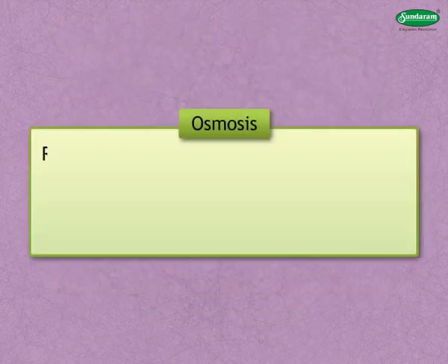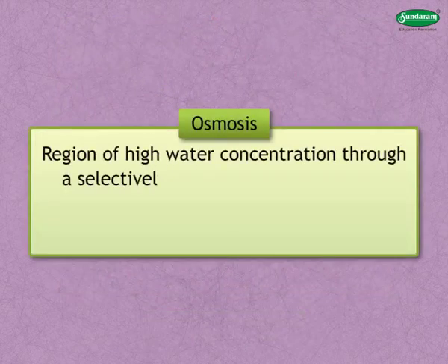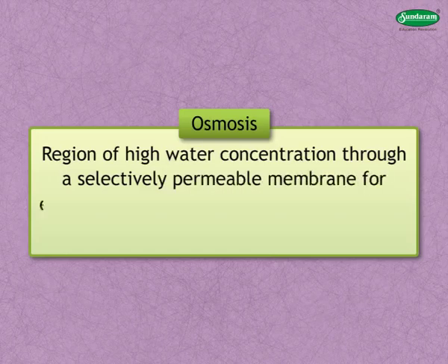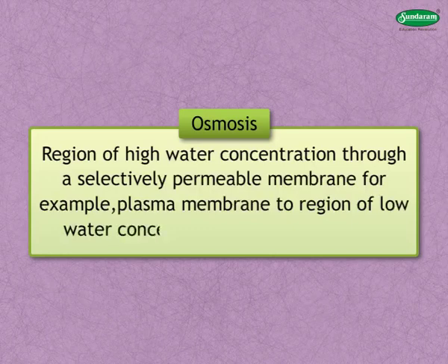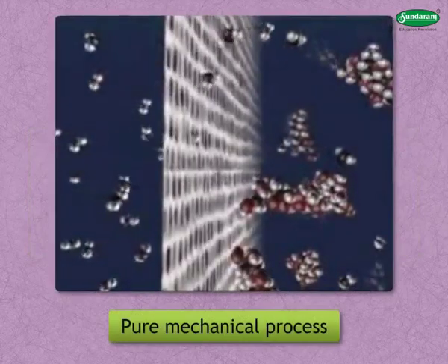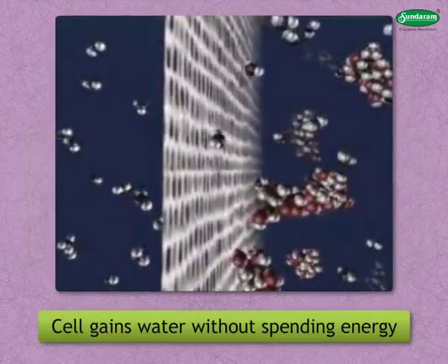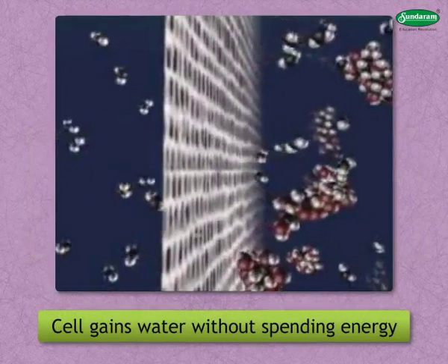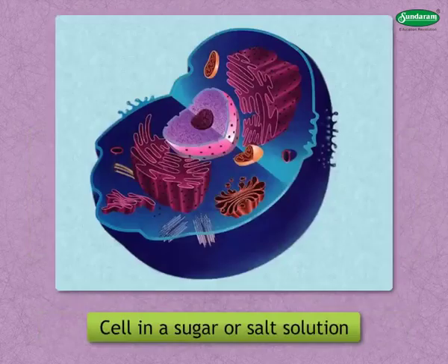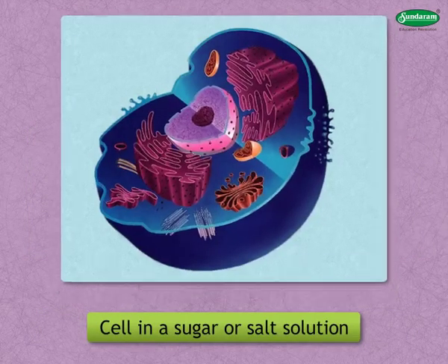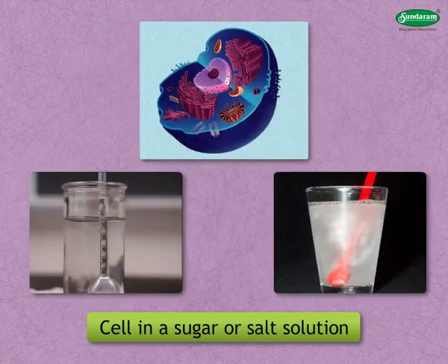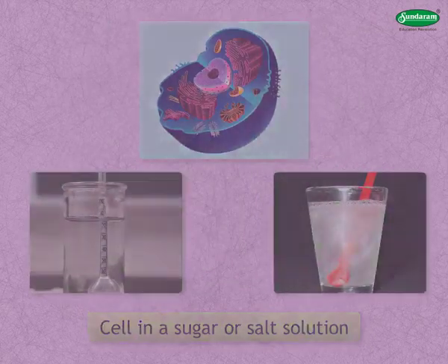This passage of water from a region of high water concentration through a selectively permeable membrane, for example, plasma membrane, to a region of low water concentration is called osmosis. This is a purely mechanical process by which the cell gains water without spending energy. When a cell is placed into a solution of sugar or salt, there are 3 possible situations.